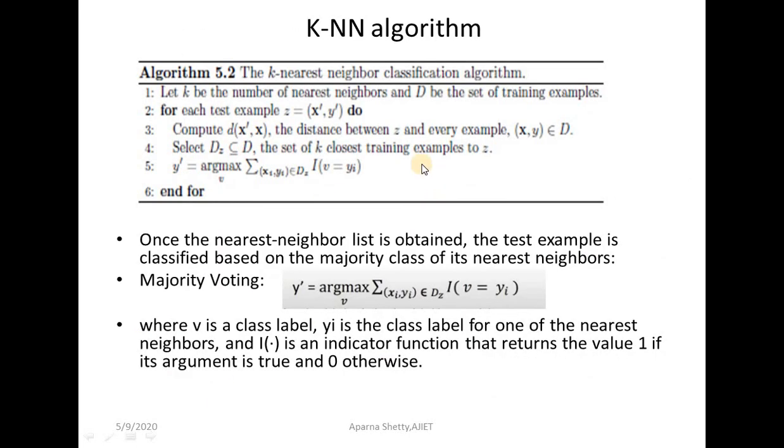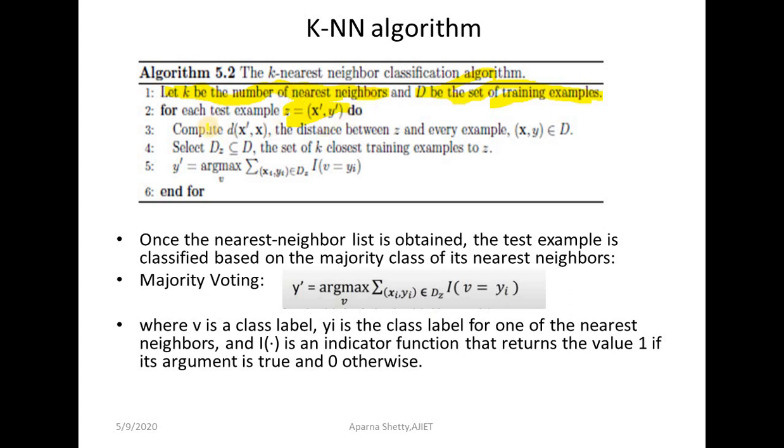Next, let us go through the k nearest neighbor algorithm. Let k be the number of nearest neighbors that you want to select, and D be the set of training examples, that is, the set of all the training records. First you have k, which is the number of nearest neighbors, and D is the set of training records. Now you want to classify this test example z equal to (x', y').